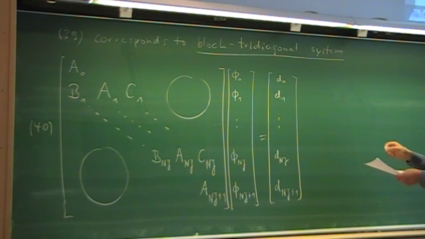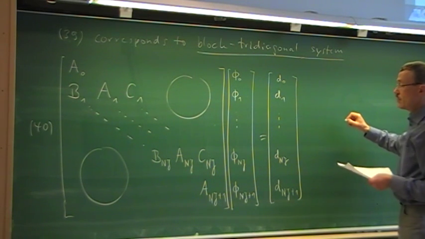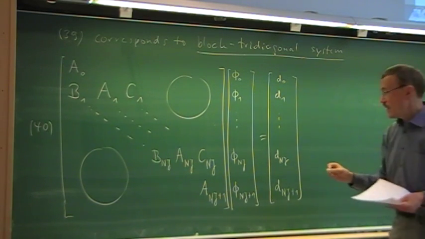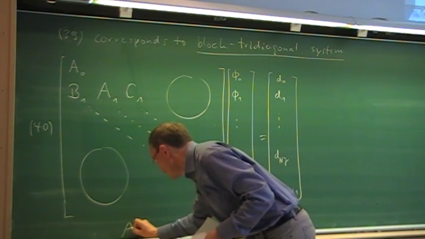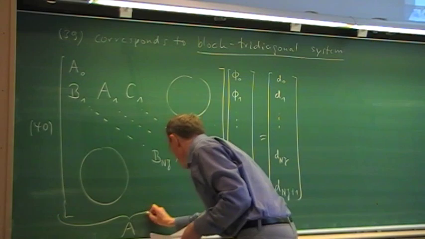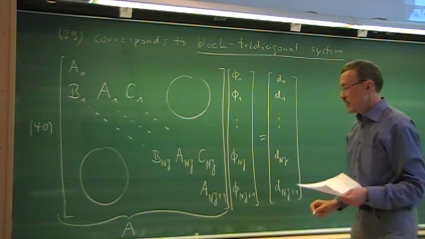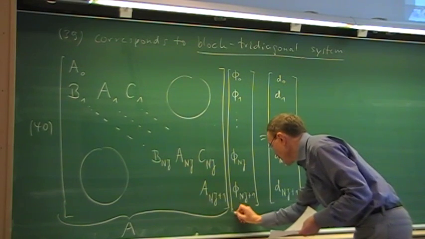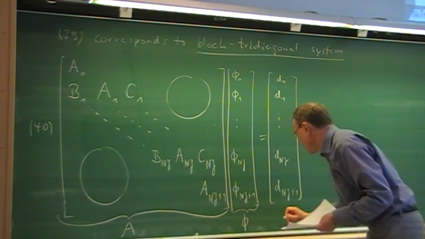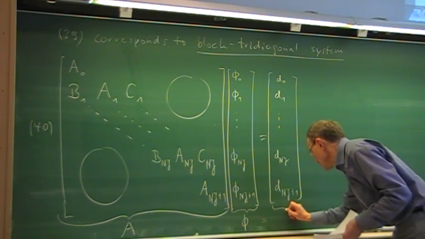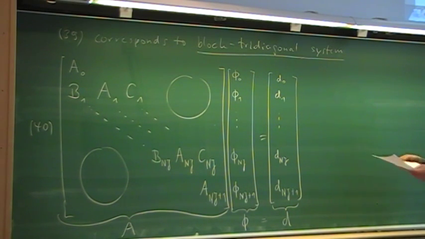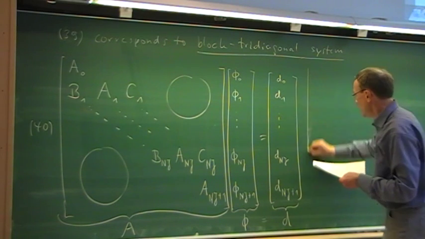So, and now in here, that is our system, and you see we can write it, if we want, as a matrix A. This is the matrix A. It's a block tridiagonal matrix. And here is our vector of unknowns, phi, and here we have the right-hand side, D. Now we want to see what these elements are.